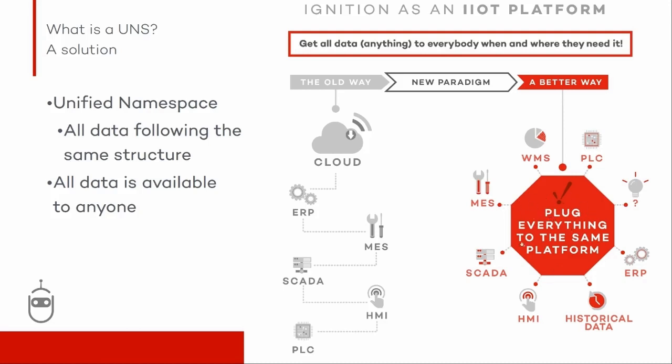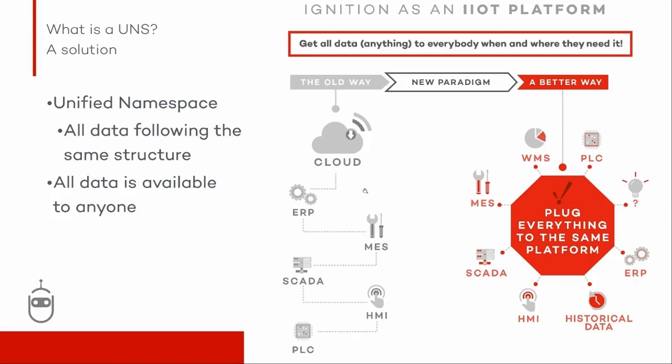The idea is that everything runs through this platform, that anything is connected to the platform and everything is available. And this is the concept of a unified namespace, or for short, a UNS. So within this unified namespace, all data is following the same structure. So any application or system that is connected to the UNS can find the data in this hierarchy that is placed within the UNS. And in that way, all data is also available to any of these devices and services that might actually need that information.